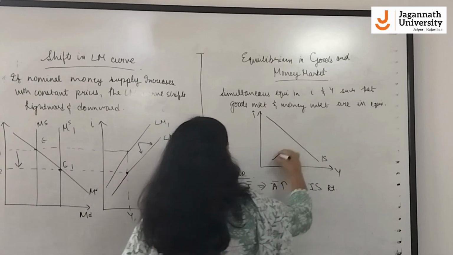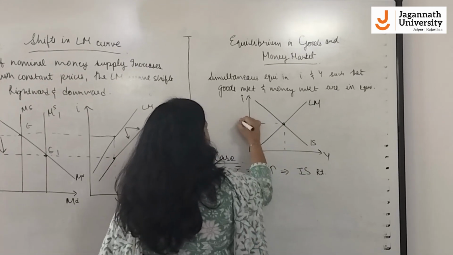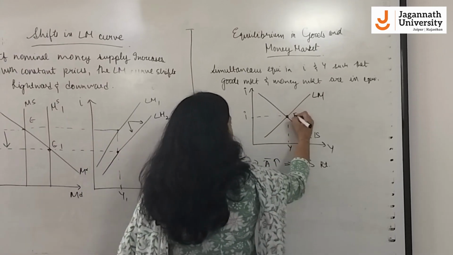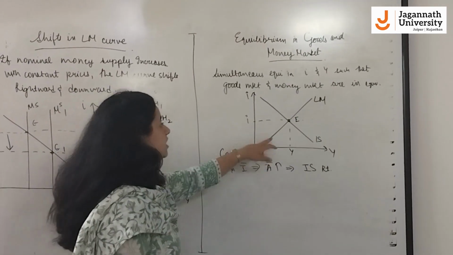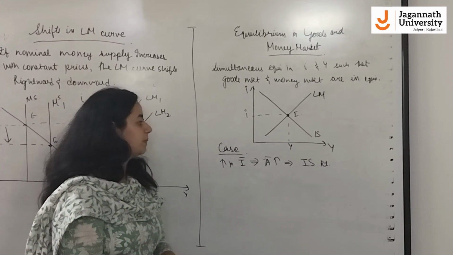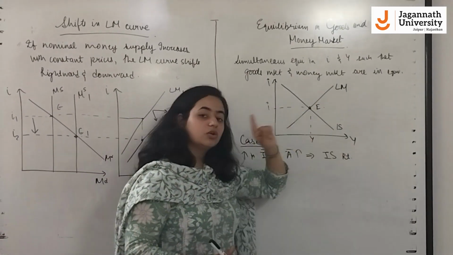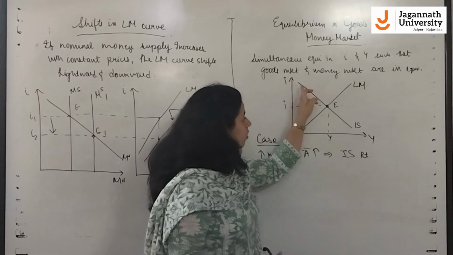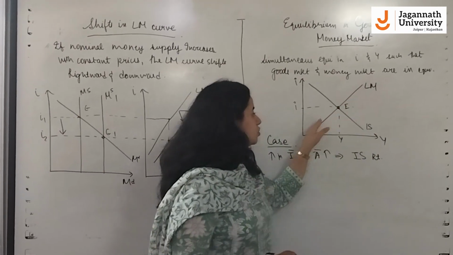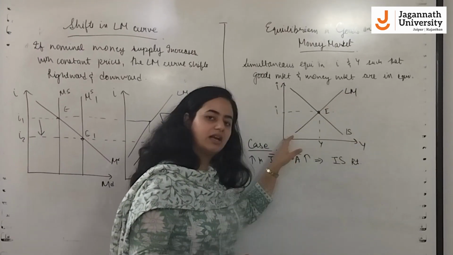This is my IS curve, this is my LM curve. Where these both interact, I get equilibrium level of income and interest rate, such that at this point E, both the goods market and money market are simultaneously in equilibrium. Also, what does IS show? All combinations of income and interest rate where the goods market is in equilibrium. Already at all these points the goods market is in equilibrium. Okay, that is what IS is showing. What is LM showing? All points of combination between interest rate and income where the money market was in equilibrium.